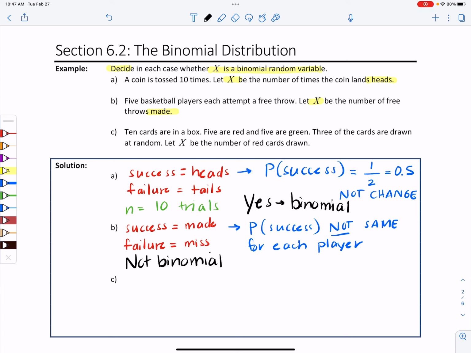All right, one more here. 10 cards are in a box, red and green. 3 will be drawn, and X, the random variable, represents the number of red cards drawn.